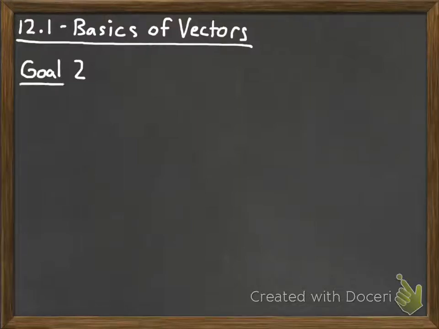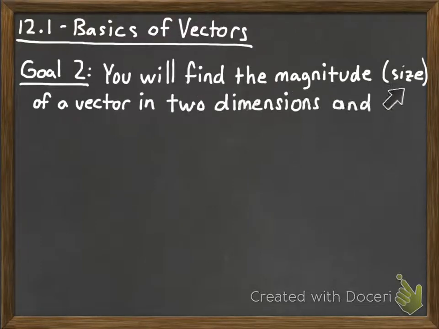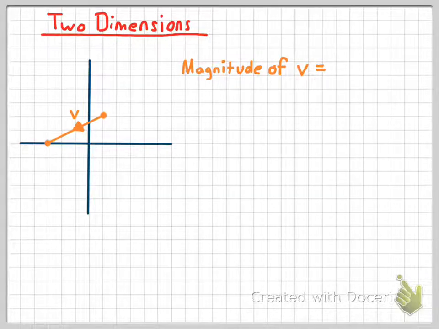Hey there, everybody. All right, we're here again, and we're still working with basics of vectors. And in this video, we're going to learn to find the magnitude, or what's known as the size, of a vector. And we're going to do that for vectors that are in 2 dimensions and vectors that are in 3 dimensions. And you're going to find this is a super easy thing to do. Okay, so let's do that then.